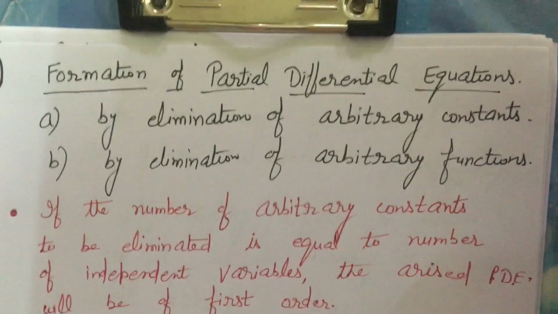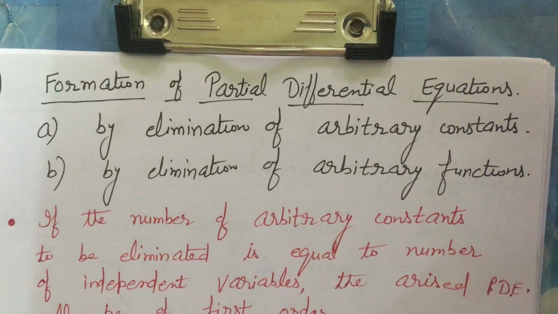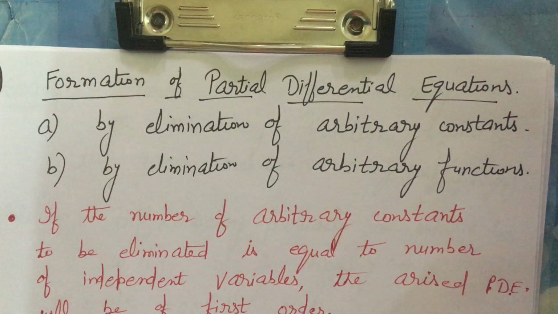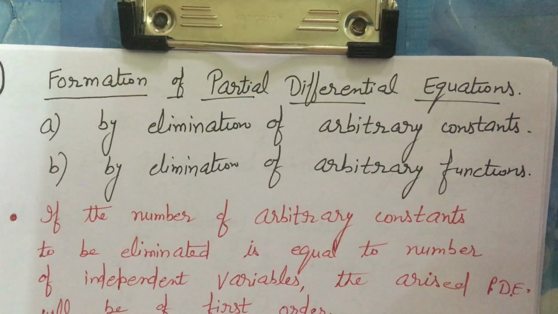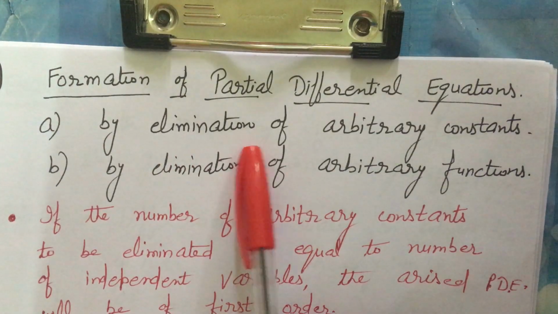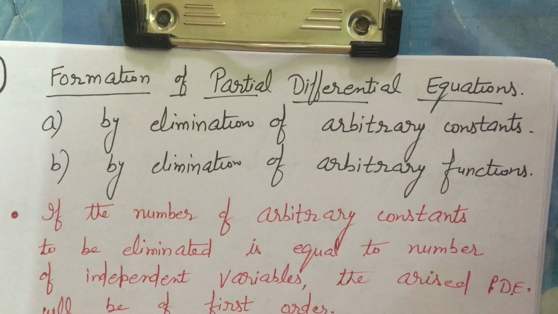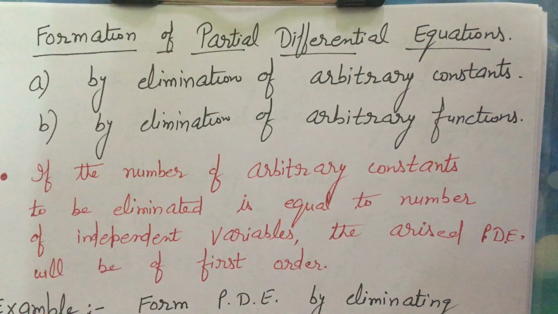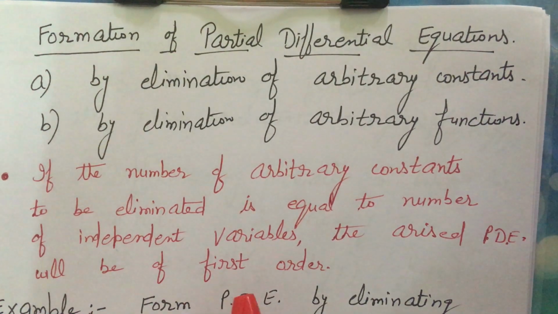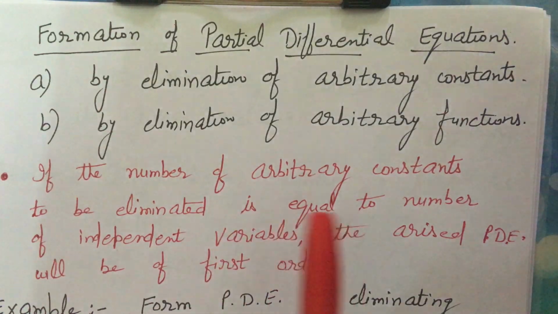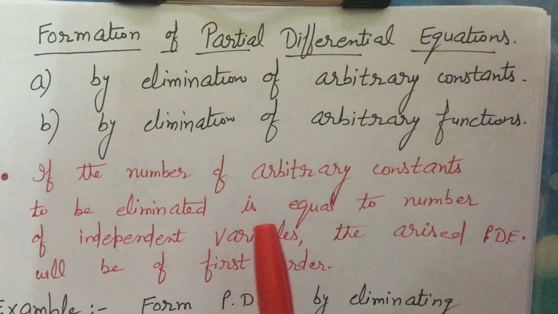Next is the formation of the partial differential equation. How can we form the PDE? There are 2 methods to form any partial differential equation. One is by the elimination of arbitrary constants and the second is by the elimination of arbitrary functions. We are given some relation between the independent variables, the dependent variable and some arbitrary constants. We have to eliminate those arbitrary constants and we can form the PDE.